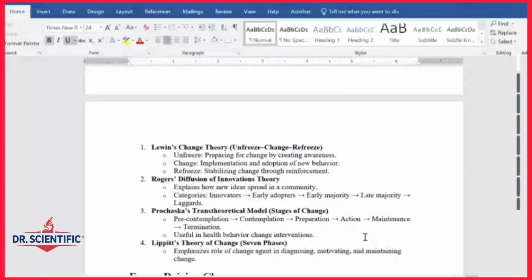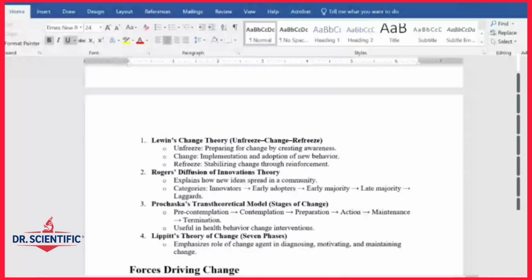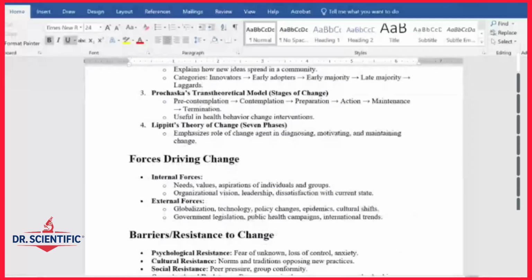Now we have got forces driving change. We have got the internal forces and the external forces. Now, under internal forces, we normally look at the needs, values, and aspirations of individuals and groups. And then we need to have a vision. We need to have leaders. Now, in relation to this, we can have satisfaction or dissatisfaction with the current state.